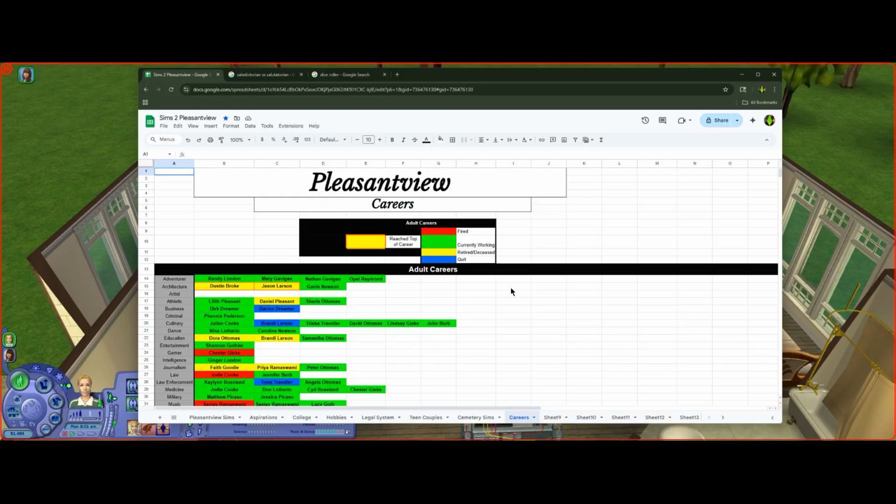Anywho, then our very last tab we have is our careers tab, and I thought it would be so fun to see what our Sims actually work in as time goes along. So with our careers tab, we have adult careers first, front and center. If their box is yellow with a gold rim around it, that means they reached the top of their career. If it's red, that means they got fired. If it's green, it means they're currently working at that said career. If it's yellow, it means they retired or deceased. And if it's blue, it means they quit that career.